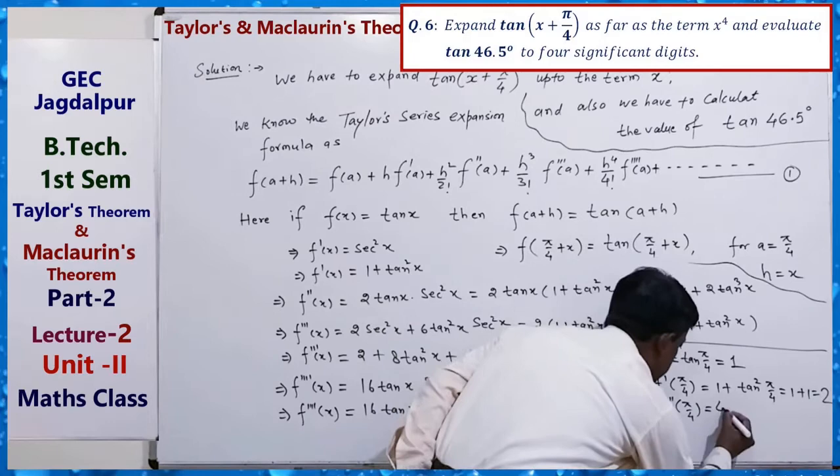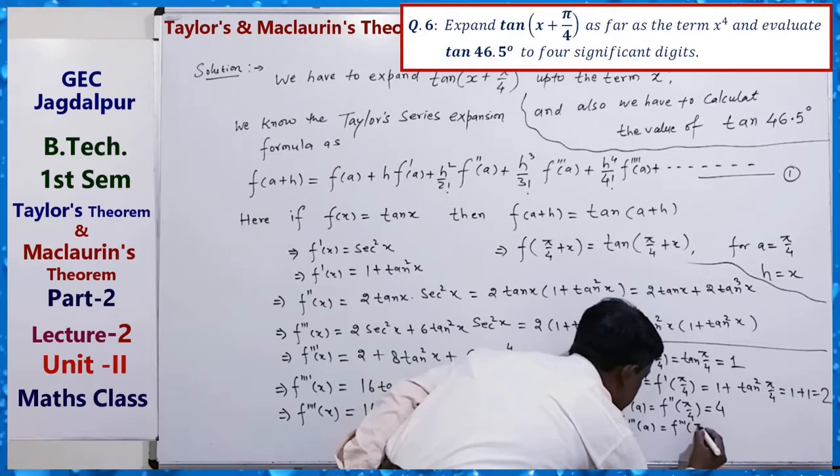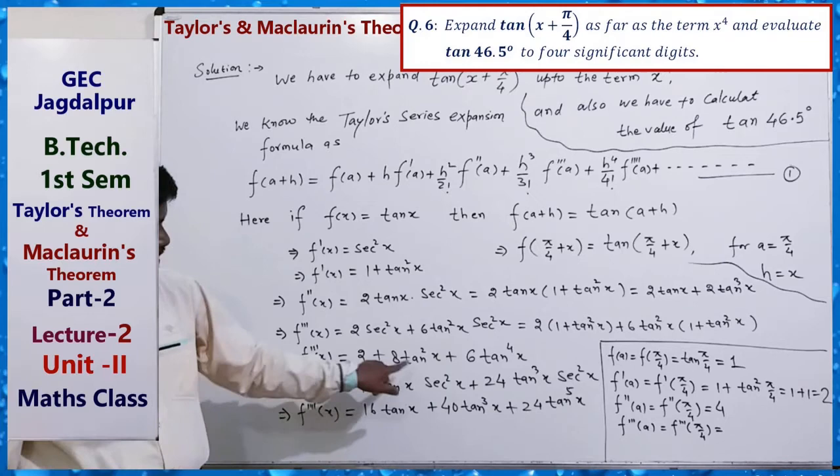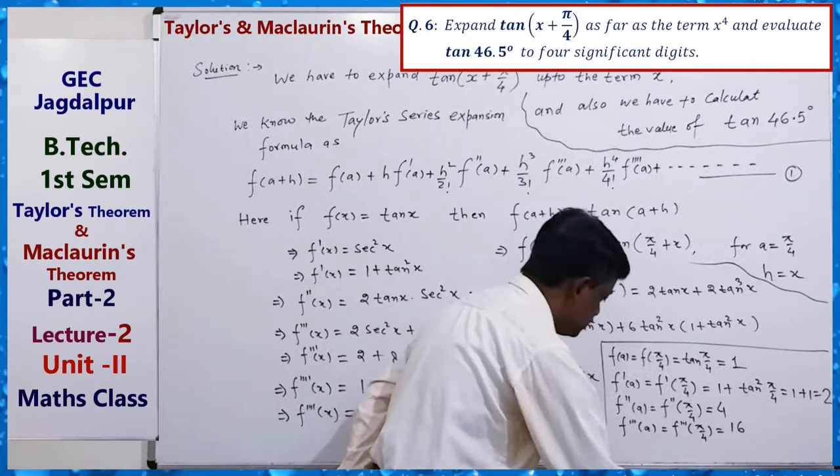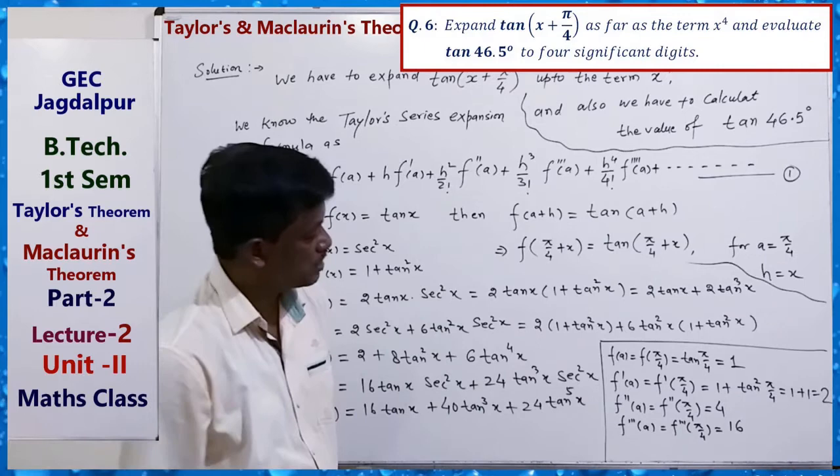Similarly, f triple dash a. f triple dash at pi by 4. Just use the value here in the triple dash. This gives 2 plus 8, 10, plus 16, so 16 and 18. Okay, so we are getting these values: 1, 2, 4, 16, 18.